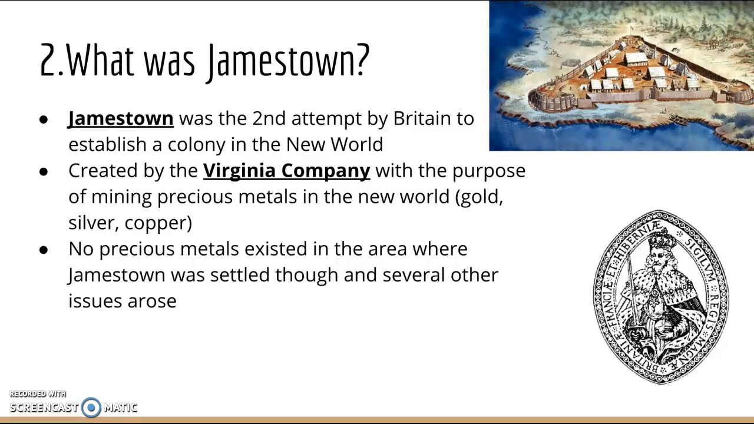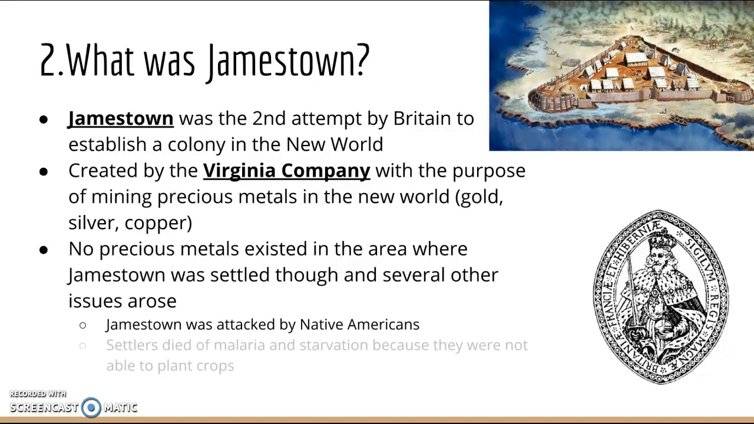And so because these precious metals aren't discovered and because the folks that go are kind of ill-suited to the labor, Jamestown is just going to go downhill almost immediately. Jamestown's going to be attacked by Native Americans. They establish the colony really close to a Native American tribe, and relations with them start off really, really bad. They end up settling in a swamp, so there's malaria everywhere because of all the mosquitoes.